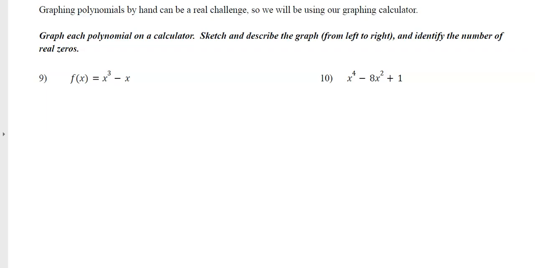We're going to graph each polynomial. So what we need to do is sketch, just a quick and dirty sketch. We need to describe the graph from left to right. This is the part that I'm really going to focus on, so we're speaking the same language. And then we need to identify the number of real zeros. So 3 pieces: sketch, describe, tell how many real zeros there are.